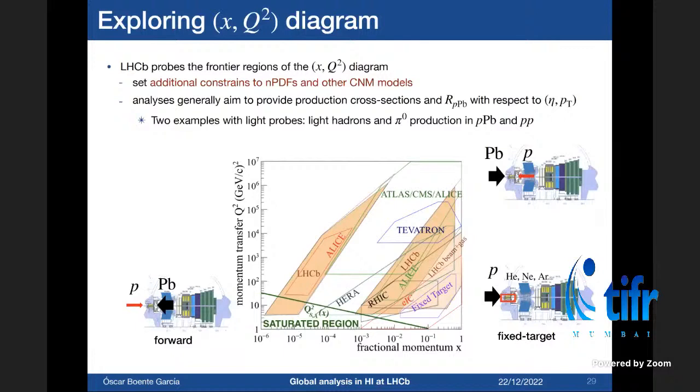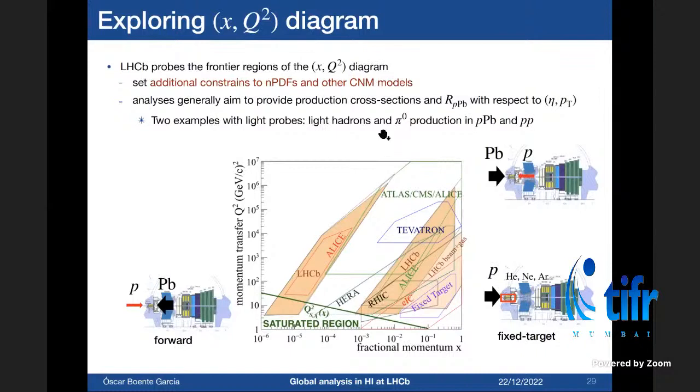So in LHCb, we exploit to the maximum our rapidity coverage. And this is because in the Q-squared versus x diagram, which is basically the map of the PDF, we can reach regions not covered by other experiments. So in the forward configuration in proton-lead, we can go to very low x. In the backward configuration, we can go in this band here at medium x, and then in fixed target, we can cover this high x region, which is also interesting and not covered by the other LHC experiments.